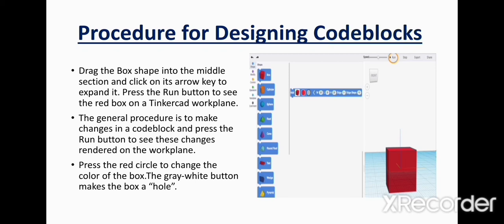From here you can select the red box and drag it into this middle place. This middle place is called the block editor, which you can use to change the variables by which you can easily adjust the position of your shape. The general process is to make changes in the code block and press the run button to see these changes rendered on the workplane. You can also click on the red button to change the color of your 3D model. Moreover, you can also create a hole by clicking on the gray-white button.